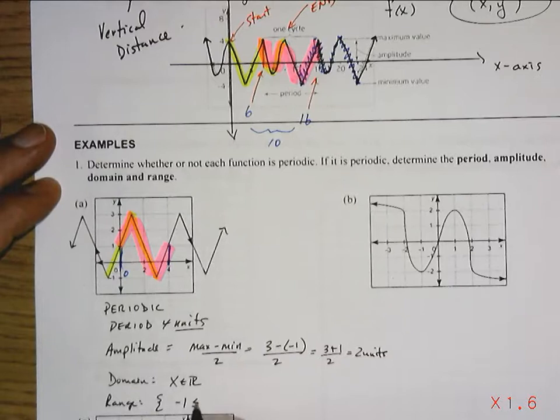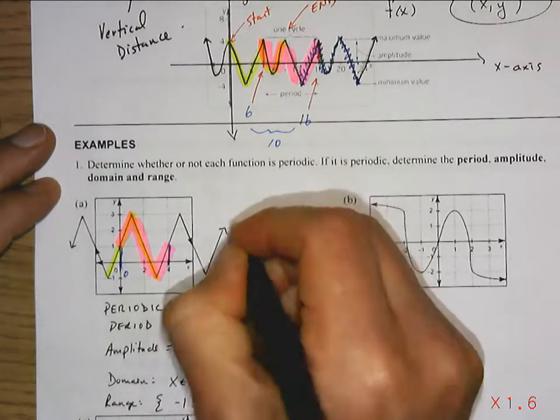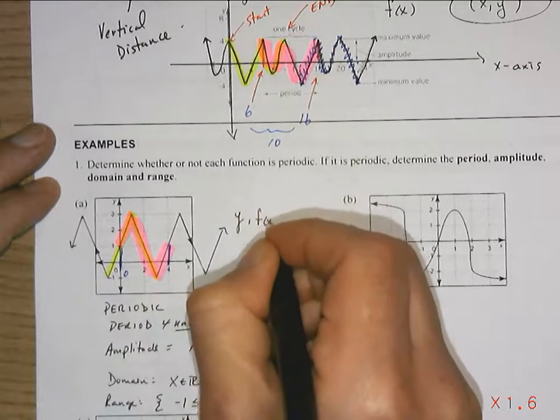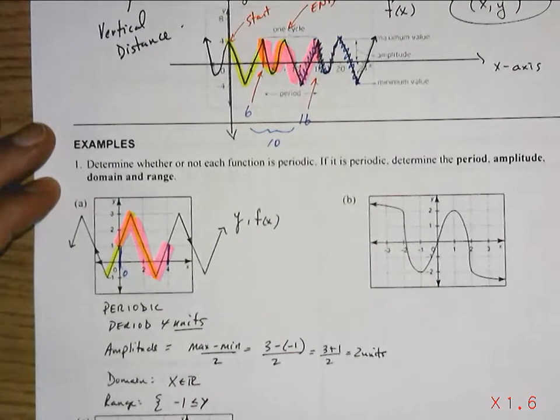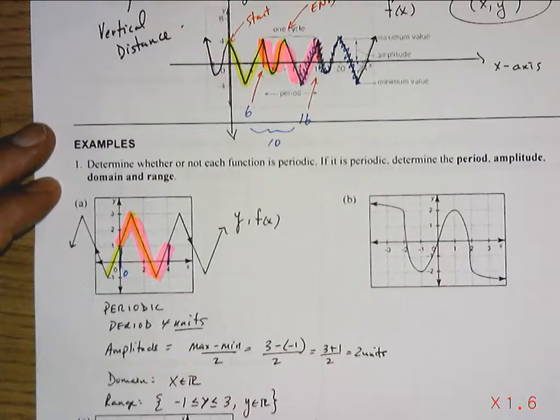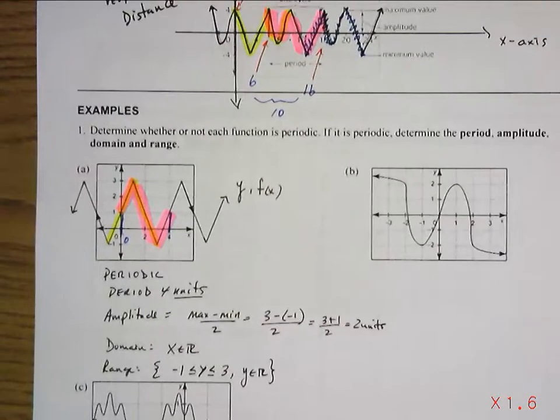So y, the function, is going to be greater than or equal to, not x, sorry, y. We haven't given it a name, so we could call it y. Earlier in this lesson, I said that sometimes we call it f of x. So y is going to be greater than or equal to -1, but less than or equal to 3, and y is an element of the real numbers. I believe that's the way we learned it earlier this course. There you go. We've answered it all.